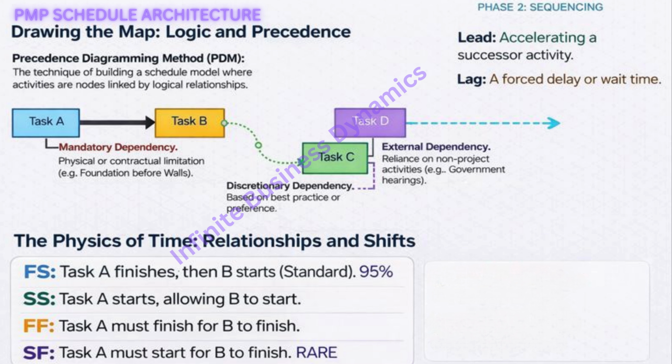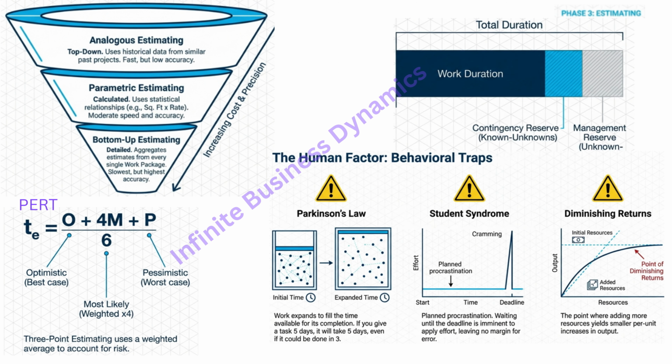Okay, so we've got the map. We know the order. Now we enter phase 3, estimating. And this is where the notes get really interesting because this is where the math meets the human brain. This is the danger zone. Why is it so dangerous? Because humans are, frankly, terrible at estimating time. We're optimistic by nature. We assume everything will go perfectly.